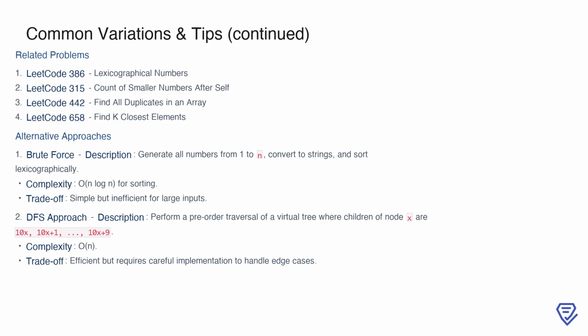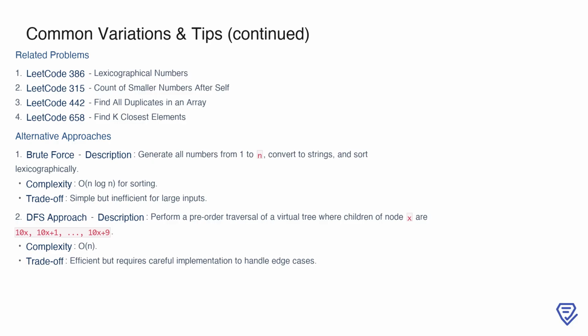Similarly, LeetCode 658, find k closest elements, emphasizes efficient handling of subsets and partial results, which is a useful skill for this topic. In terms of alternative approaches, a brute force method involves generating all numbers from 1 to n, converting them to strings, and then sorting them lexicographically. While this approach is simple and straightforward, it has a time complexity of O(n log n), making it inefficient for large values of n.